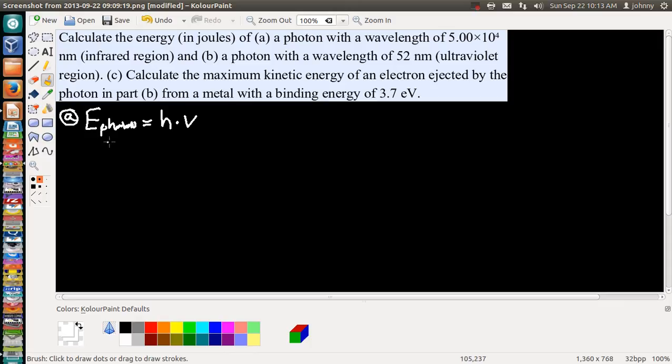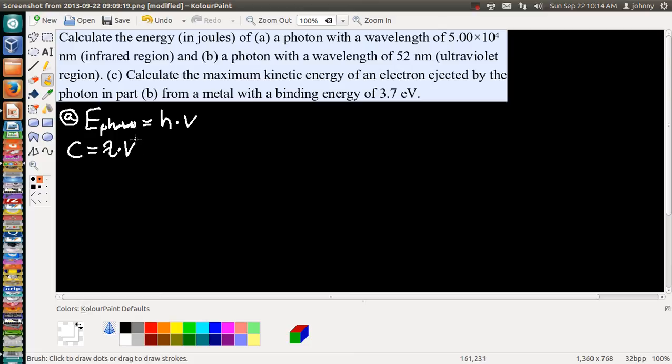Problem is, they've given us wavelength here, so we're going to have to use another equation, which is the speed of light equation, which is C equals lambda times V. So once again, we're going to be solving for V, and then once we get this solved for V, we're going to plug it back into this equation. Or you can make a quick substitution and just do it all at once.